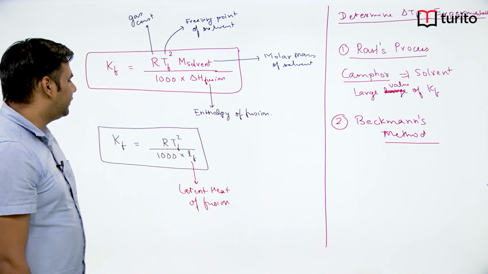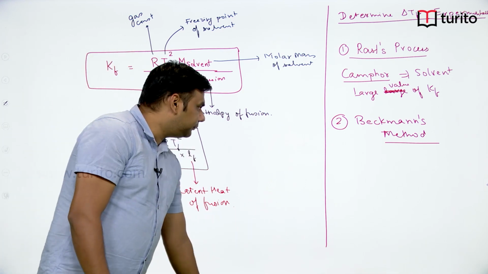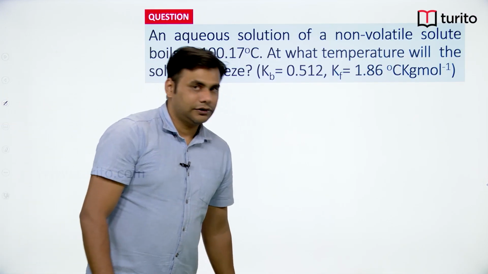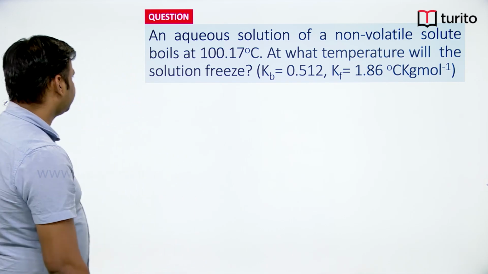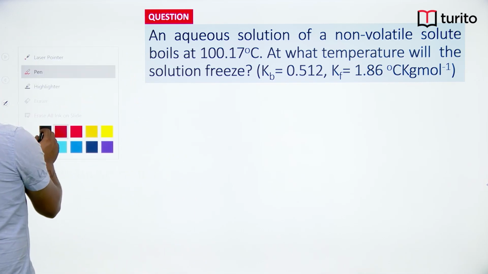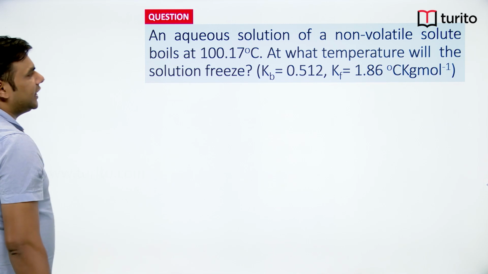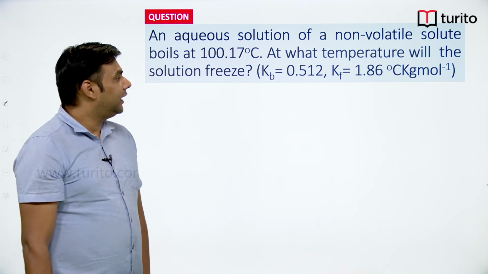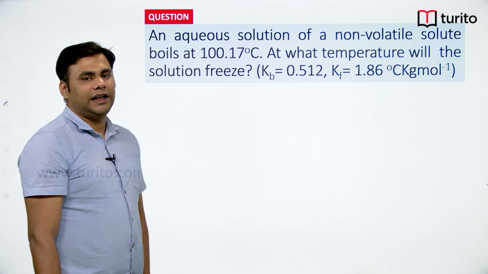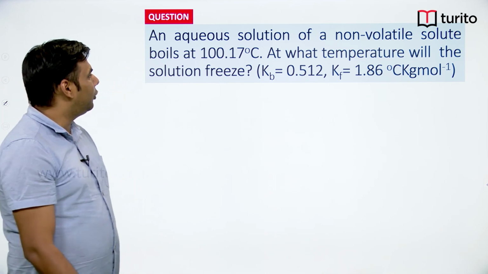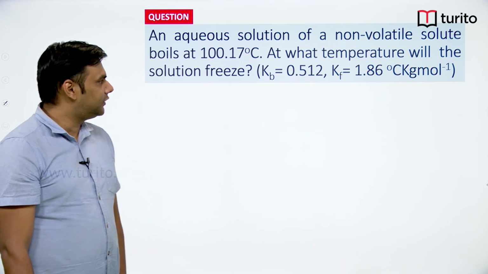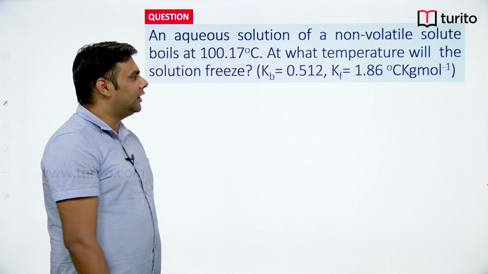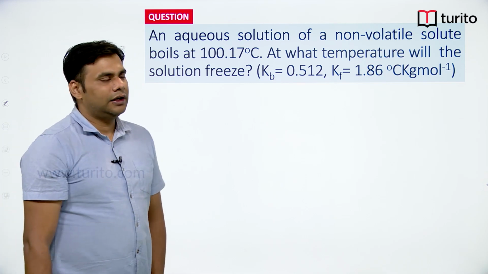And the second is Beckmann's method. So this is your basic concept of depression in freezing point. Okay, so we can just solve this question now. Just read this question once. This says that we have an aqueous solution of a non-volatile solute which boils at 100.17 degrees Celsius. So we know the boiling point of this solution is 100.17 degrees Celsius. At what temperature will the solution freeze? Kb for water and Kf for water have been given to us.